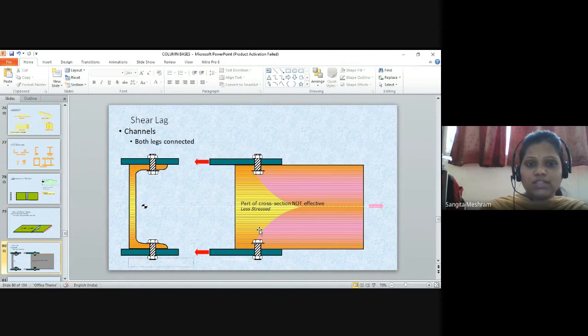In case of channels, when both legs are connected and we extend this length, this is the part of the cross section which is not effective. This is less stress. So this is for channel sections, both legs, if both legs are connected with the help of bolts. When we are considering the shear lag width, this portion is not effective. That is, we do not have to consider this part of the cross section because it is a less stressed area. We have to consider only this top and bottom portion.